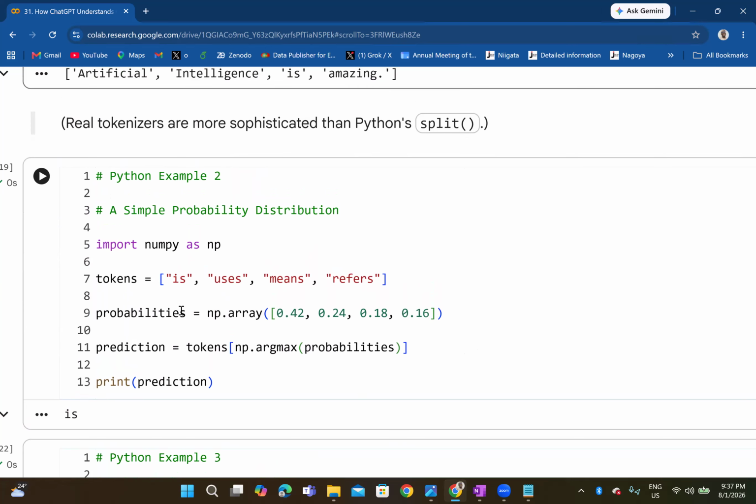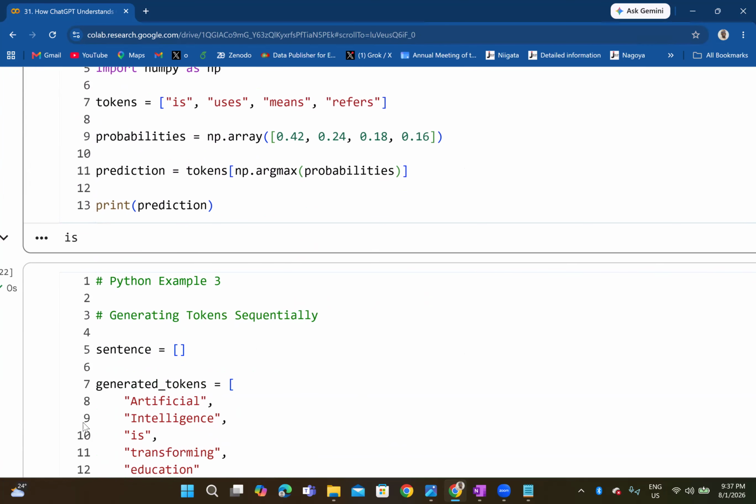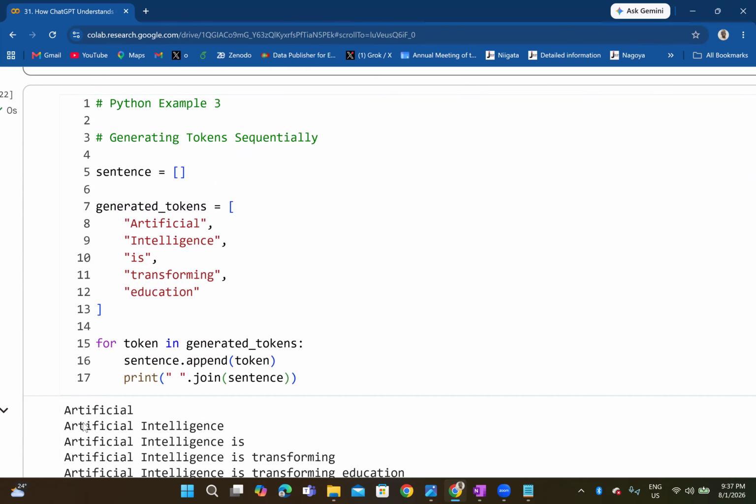Therefore it uses means and refers. So you refer to all of that, and you want to see what is selected. Most likely the one with the highest probability is selected, and that is why it is selected here. And then we go to Python example 3.